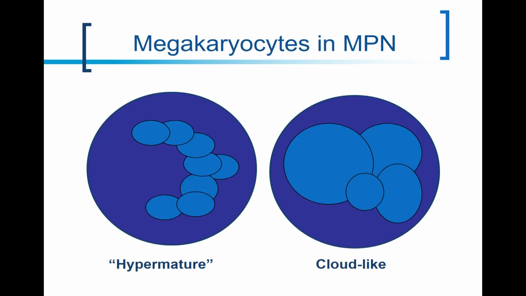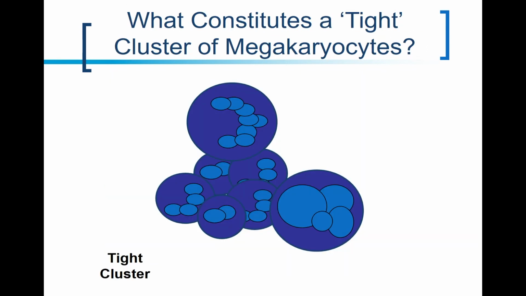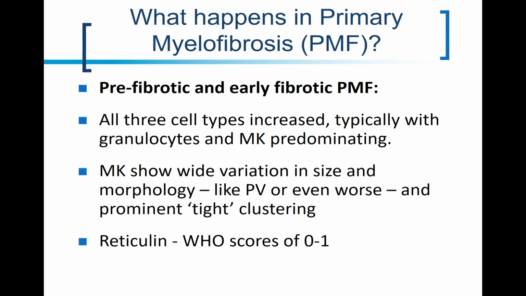So I'm just showing you a schema to show you what a polycythemia vera abnormal megakaryocyte looks like. And I'll show you a real example. I'm going to scoot on so that I don't overrun my time too much. They cluster a lot, and they overlap a lot with what happens in fibrosis.